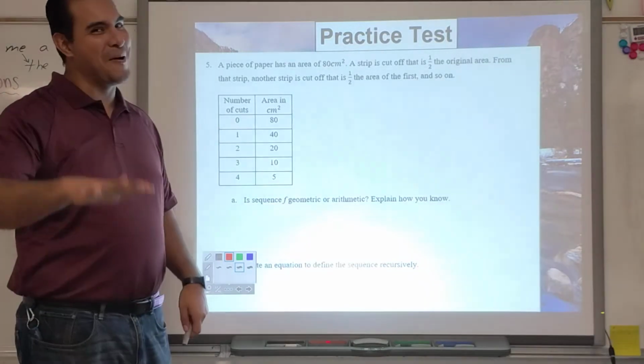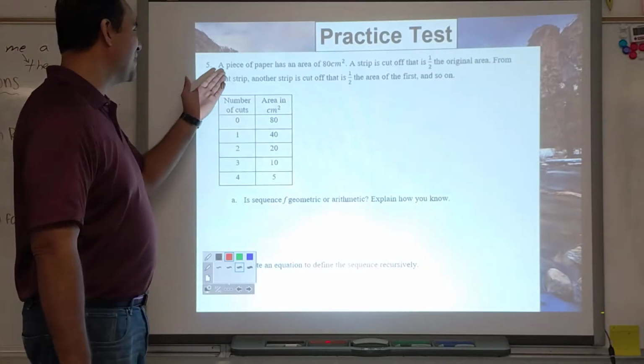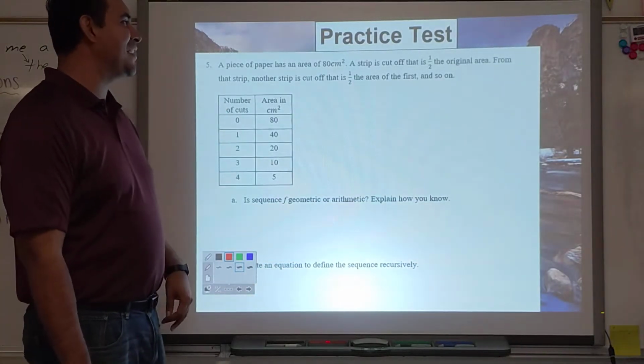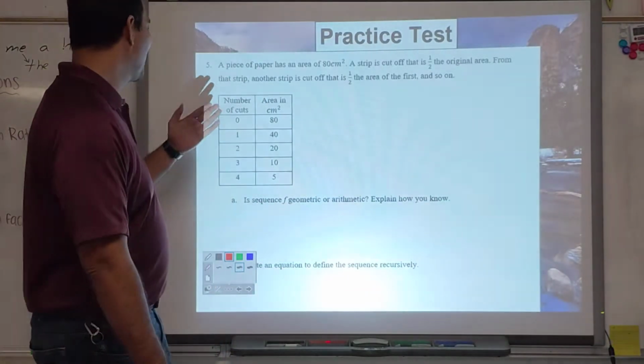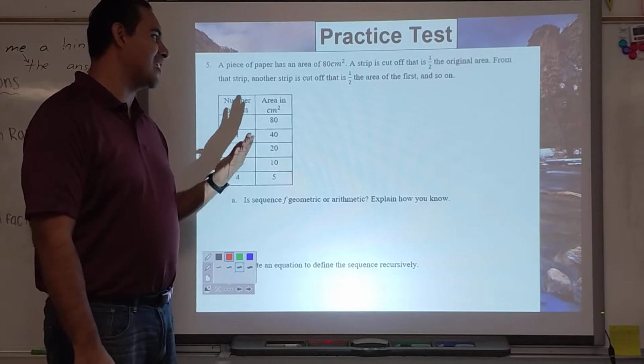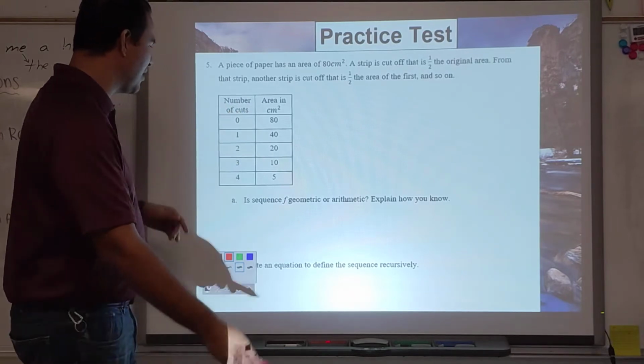This is question number 5. A piece of paper has an area of 80 centimeters squared. A strip is cut off that is half the original area. From that strip, another strip is cut off that is half the area, and so on. So if we notice here, that's what we have.